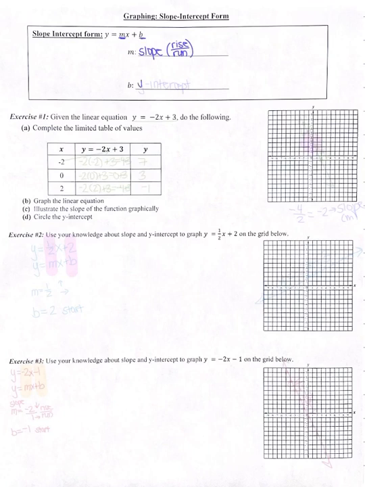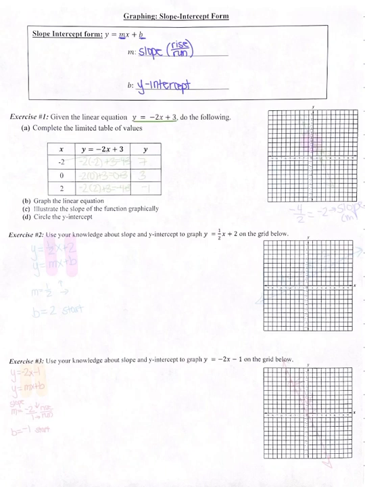B represents our y-intercept, and that is where the line crosses the y-axis. So for these types of problems, we're going to be given an equation, like for exercise 1, we're given y equals negative 2x plus 3. We're going to have to fill in a table.